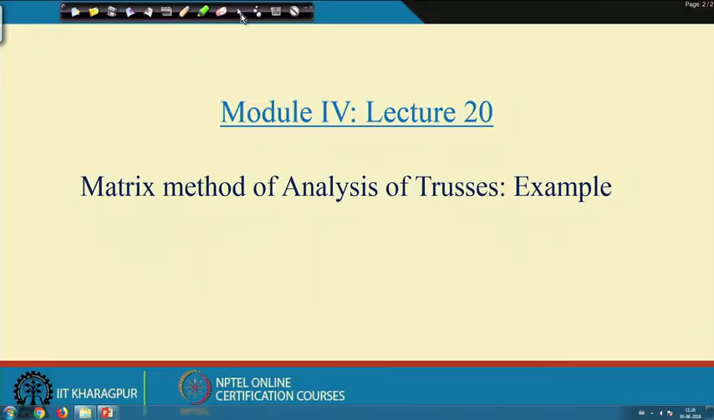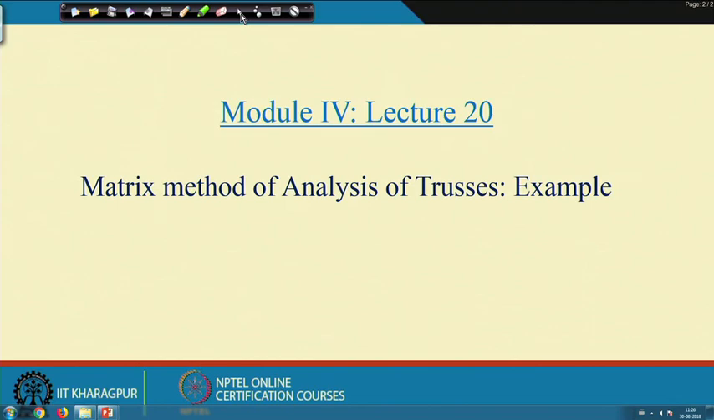This is the last lecture of this week. What we have done so far is we discussed the underlying philosophy of matrix method of structural analysis, and in this week we demonstrated that philosophy through an example of a truss.